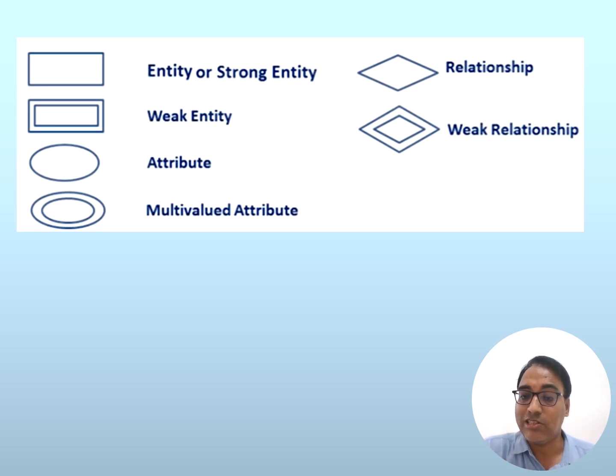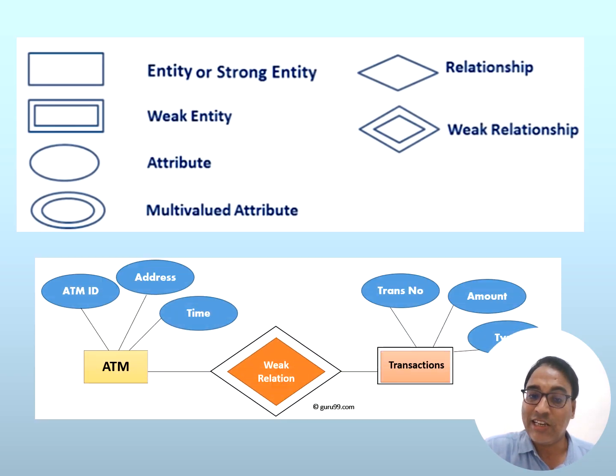But suppose the date of birth is there. Date of birth cannot change, so it's a single ellipse, like a data attribute. Alright, let us see an example here. Suppose I'm putting the ATM here: ATM ID, address, time. For this strong entity ATM, which I'm putting in a single rectangle, what is the most important attribute? It is ATM ID. You are thinking rightly. By this ATM ID, the bank can easily recognize that this ATM is located there and has this much account balance.